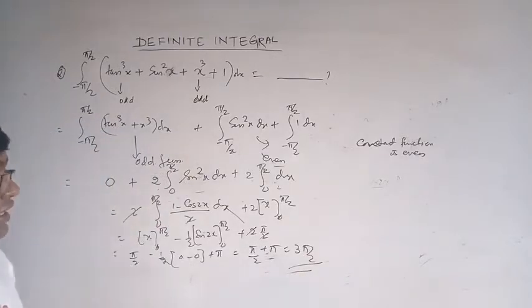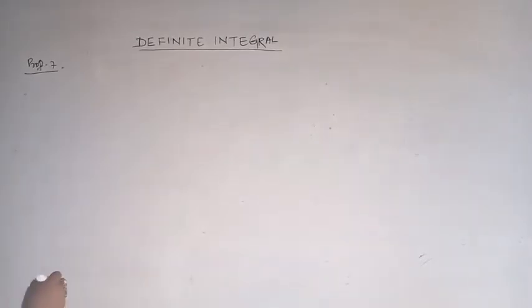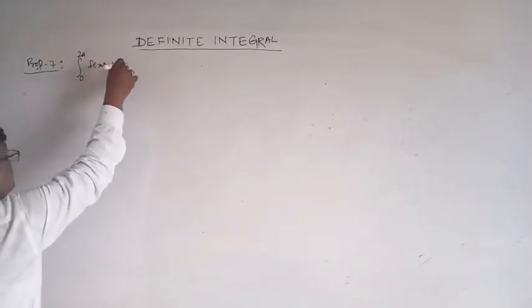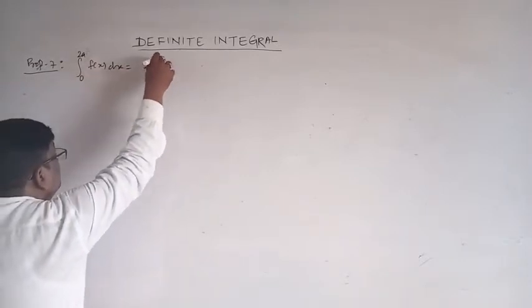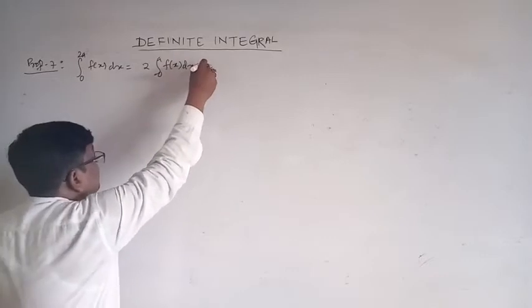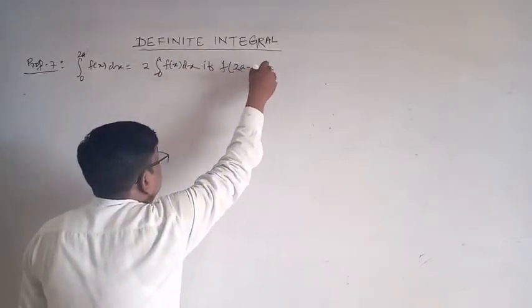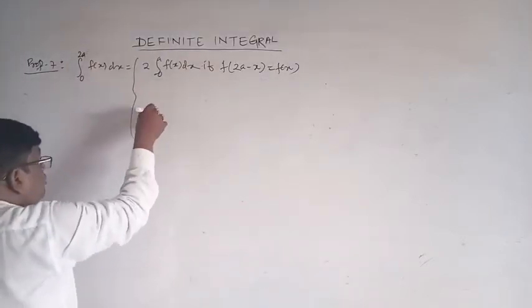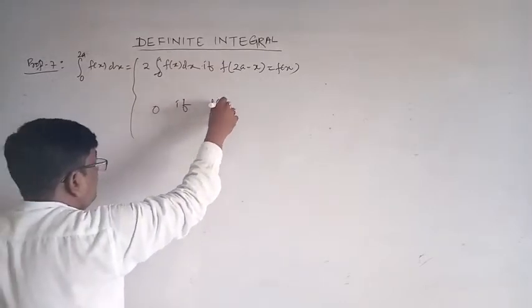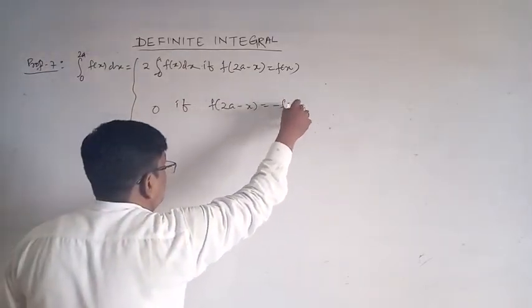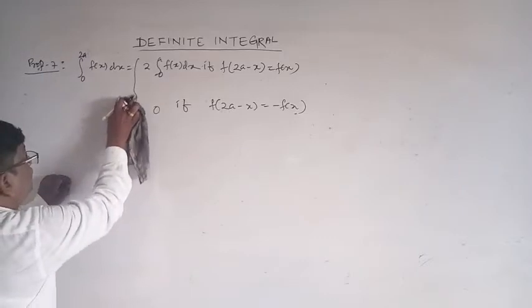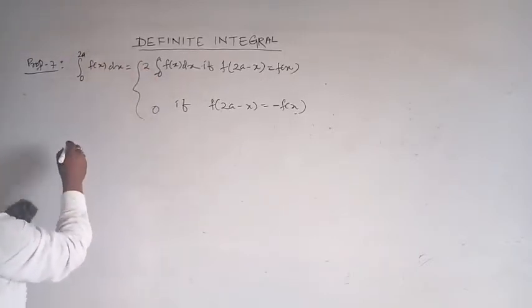Now another property, that is property number 7. Property 7: integral 0 to 2a f of x dx is equal to 2 times integral 0 to a f of x dx if f of 2a minus x is equal to f of x. And this is equal to 0 if f of 2a minus x is equal to minus f x. Okay, now the proof of this.